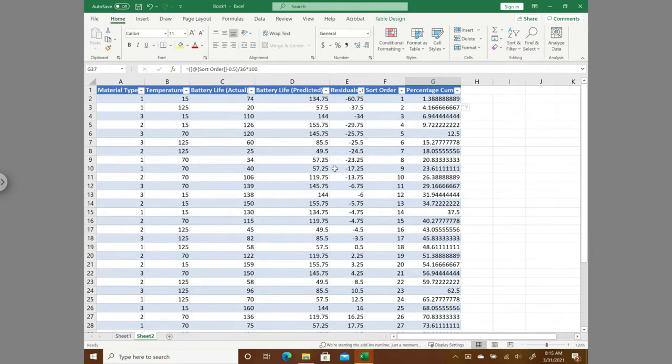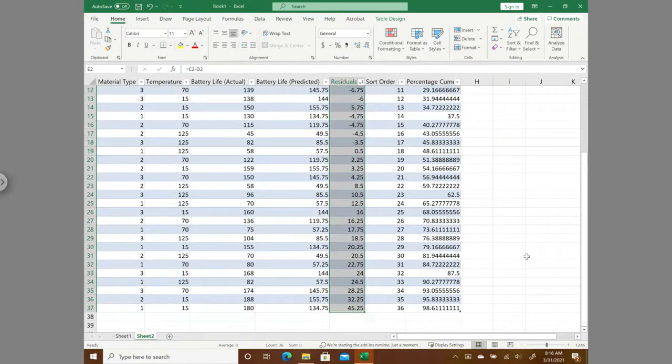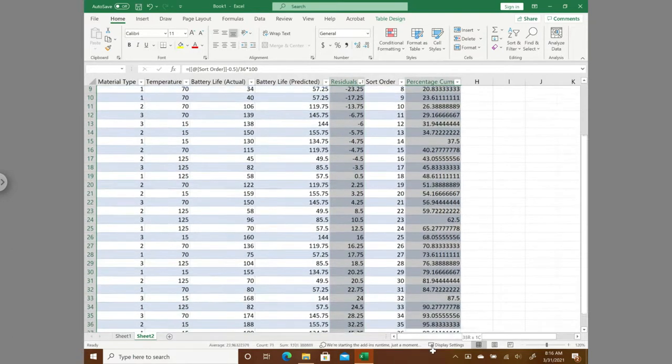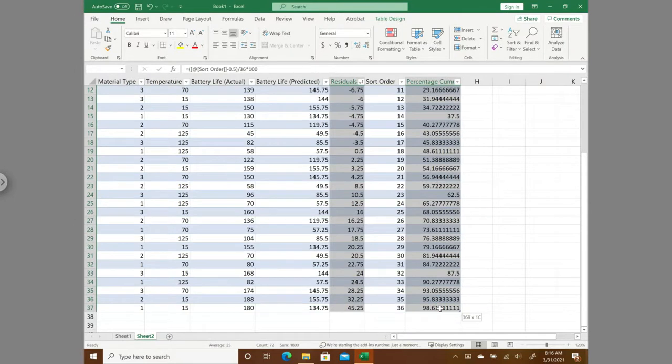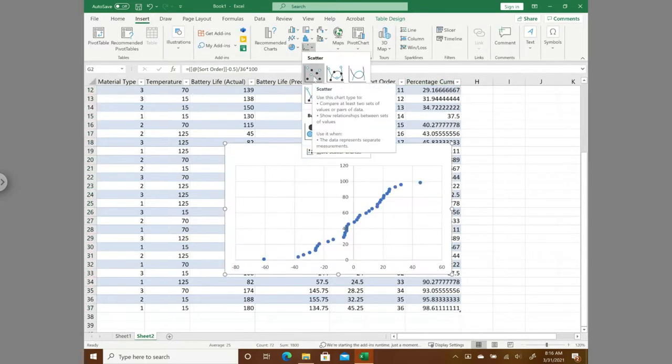Now we can make the normality plot for our residuals. To do that, select these residual columns. Okay, and then using your control key, press and hold, you can select the percentage column. And we want to make a plot, so you go to insert plot, and you can select the scatter plot.